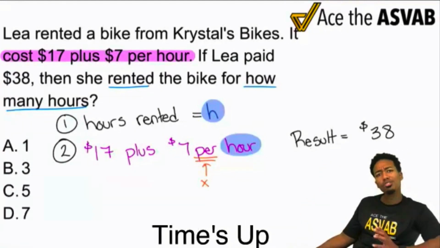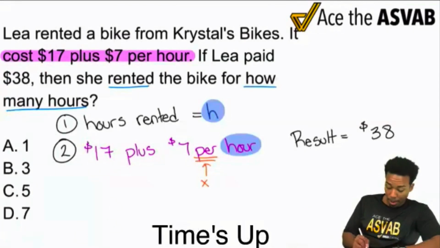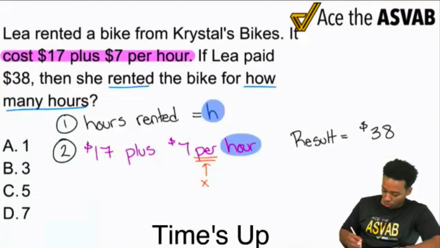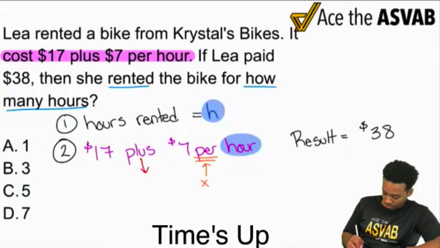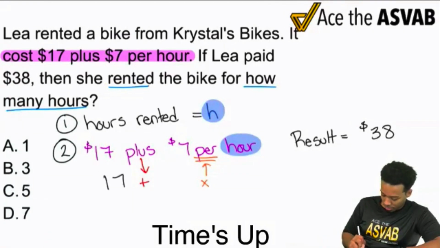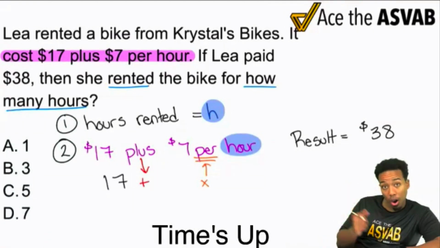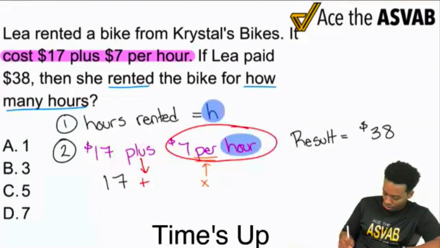But look at the story here. The story really lays it out for us, because it says $17 was the cost plus, everybody, the word plus means what? The word plus means add. Yeah, it's going to mean add. Sounds good. And so we start off with 17. We add on, and this is really important here, 7 per hour.